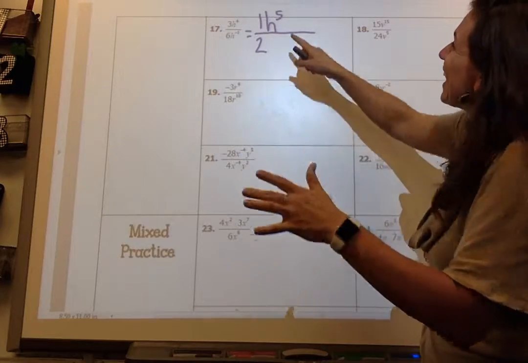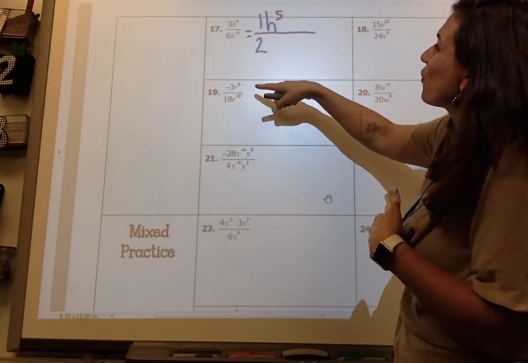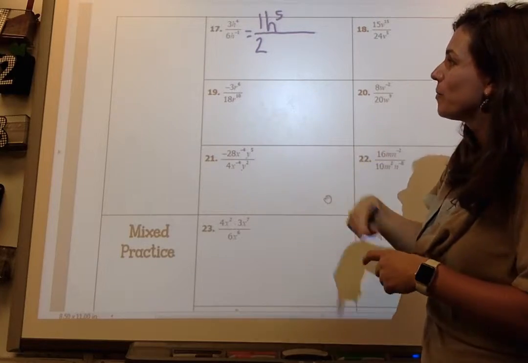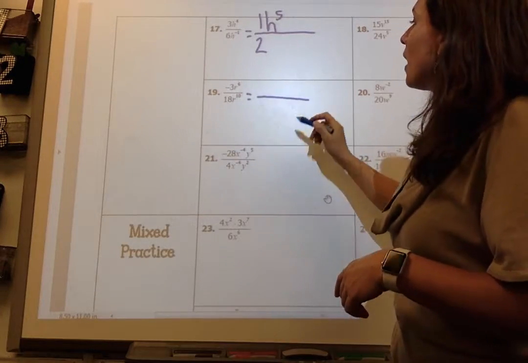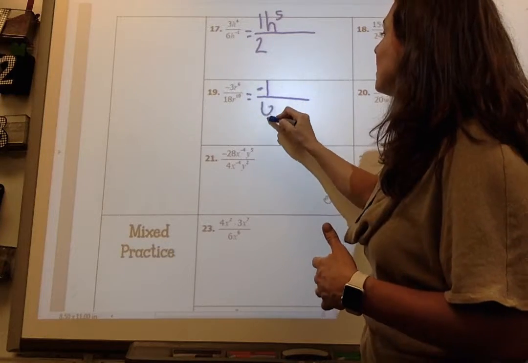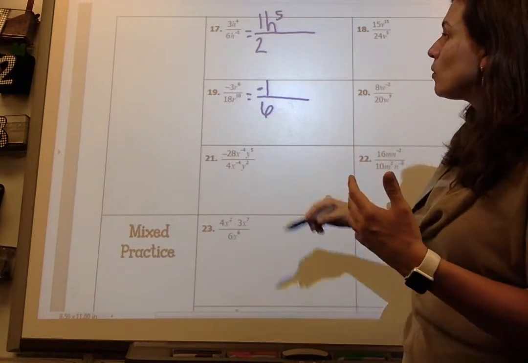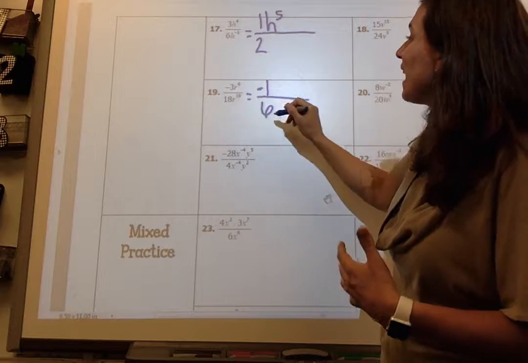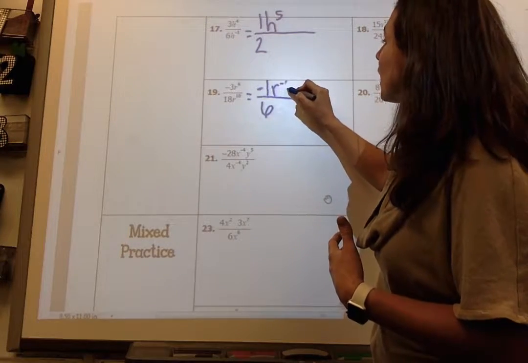So I get 1 h to the 5th over 2. That's my answer there. All right, so number 19, I'm going to reduce my fraction, negative 3 over 18, to give me negative 1/6. What happens with my variable? 6 minus 10 is r to the negative 4th.